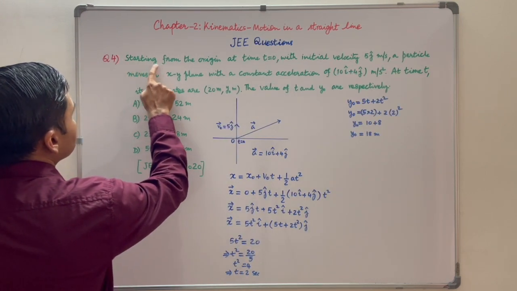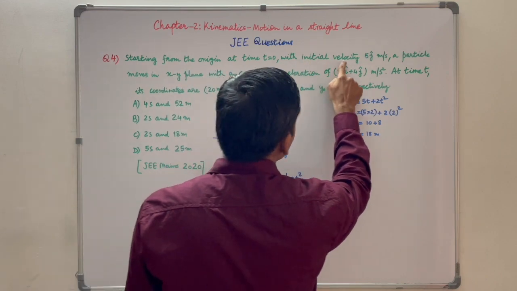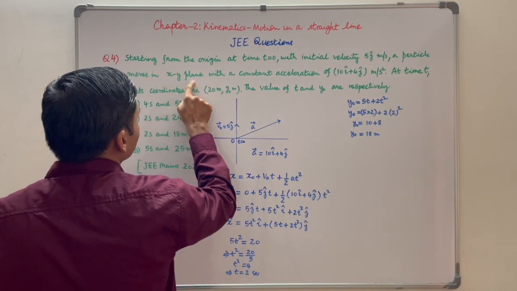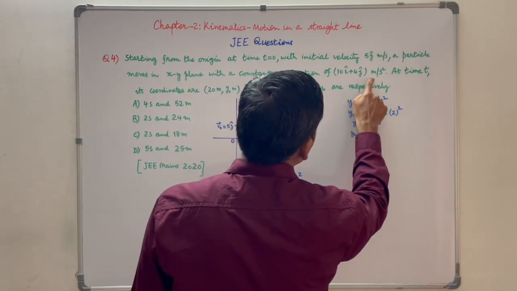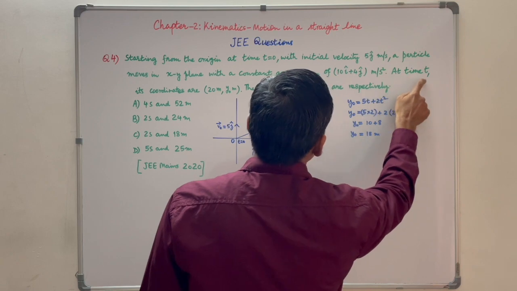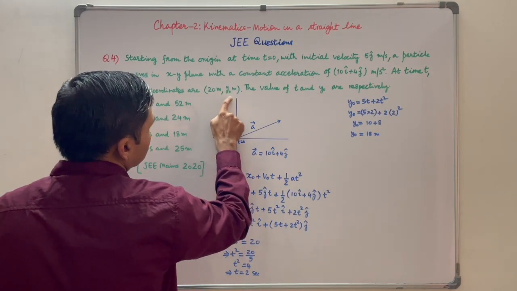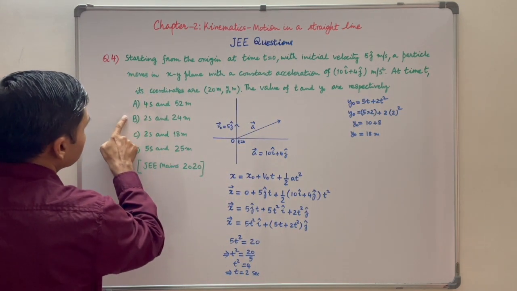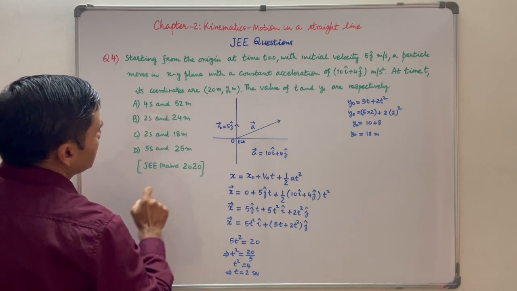Fourth question. Starting from the origin at time t equal to 0 with initial velocity 5j meter per second, a particle moves in the xy plane with a constant acceleration of 10i plus 4j meter per second square. At time t, its coordinates are 20 meter and y0 meter. The values of t and y0 are respectively. These are the options given. This question appeared in JEE Mains 2020.